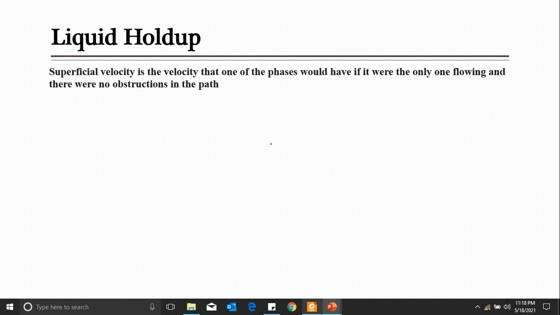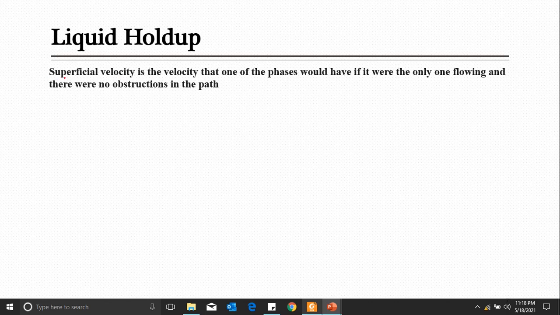and how it is dependent on some other parameters. I'm going to show you a few graphs. Those are plotted with the parameter superficial velocity, for both liquid and vapor. So what is superficial velocity?